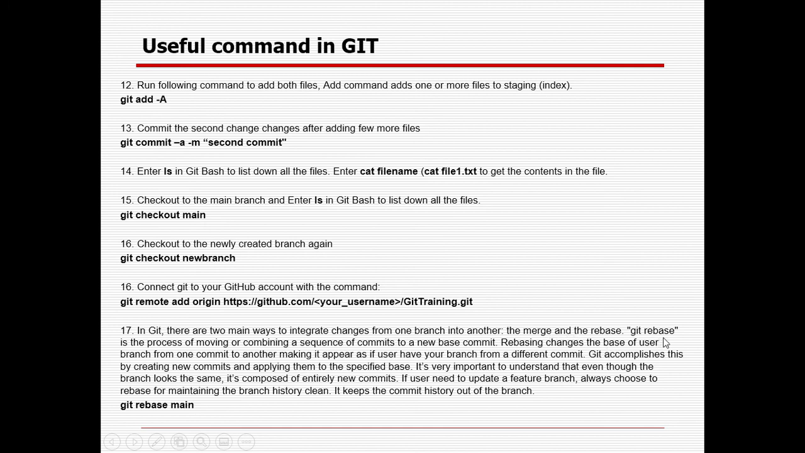But the rebase part: Git rebase is the process of moving or combining a sequence of commits to a new base commit. Rebasing changes the base of your branch from one commit to another, making it appear as if you created your branch from a different commit. Git accomplishes this by creating new commits and applying them to the specified base. It is very important to understand that even though the branch looks the same, it is composed of entirely new commits. If you need to update a feature branch, always choose to rebase to keep the branch history clean. It keeps the commit history of the branch, right?